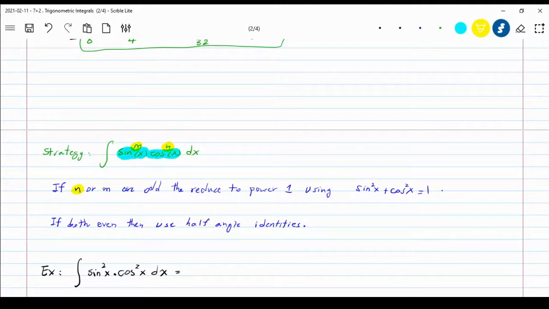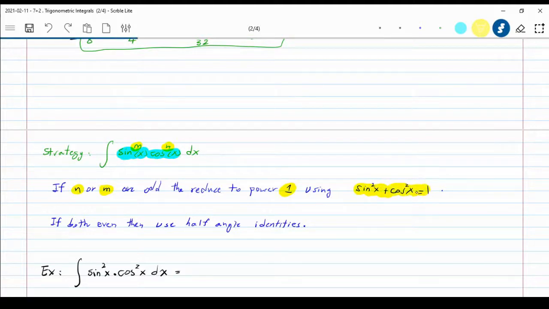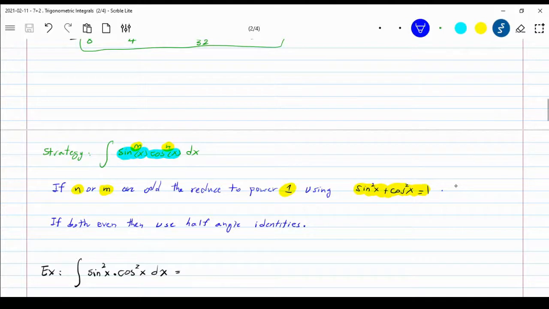If one of these powers, m or n, is odd, then you reduce that corresponding power to be 1. Make it power 1 by writing, for example, if it was cosine to the third power, write cosine squared times cosine to the power 1. And that cosine to the power 1, you can use the trigonometric Pythagorean identity to turn it into sine. After you do that, then you use substitution.